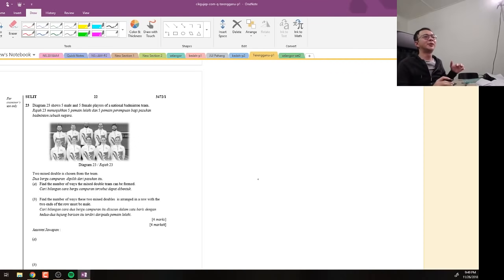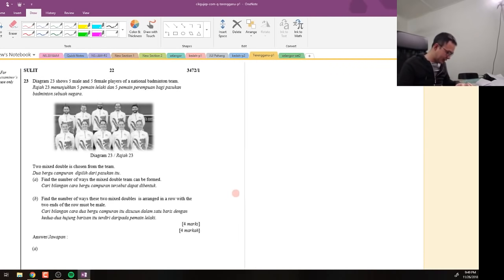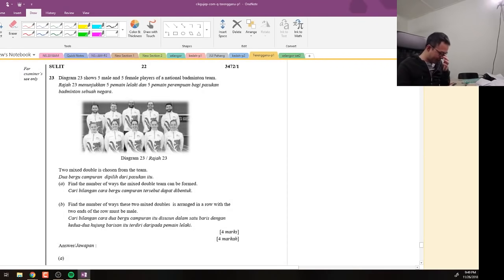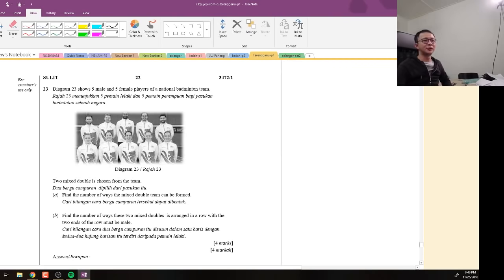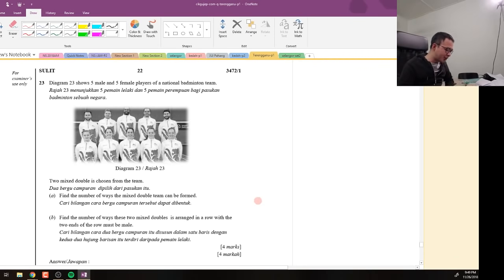Okay, so let's discuss this one. This permutation question might be confusing for some students. The diagram shows 5 male and 5 female players of a national badminton team. 2 mixed doubles are chosen from the team. Find the number of ways the mixed doubles team can be formed.